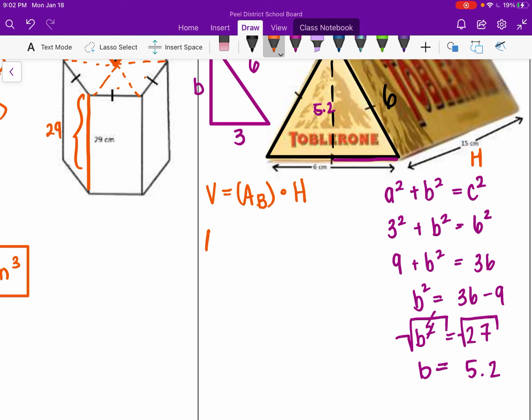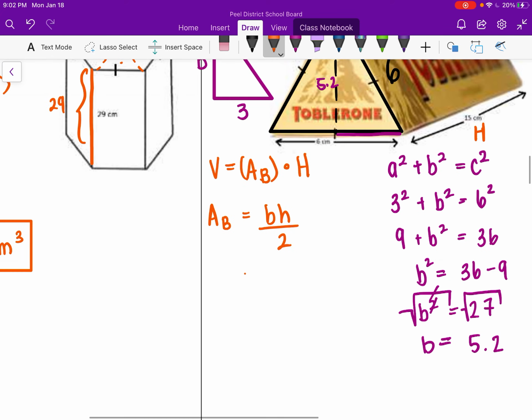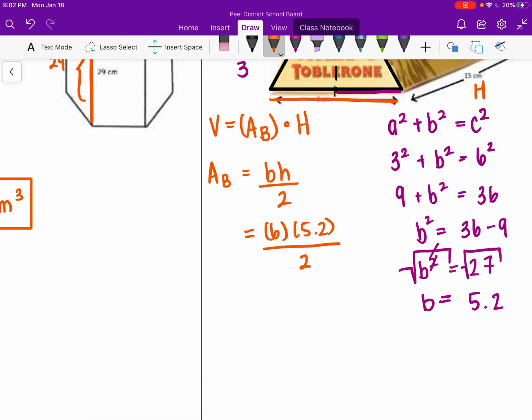So if I want to find the area of the base, I know it's going to be base times height divided by 2, because that's the area of a triangle. The base, which is all the way across, is 6 here. So 6 times 5.2 divided by 2, right? I'm just going to put that in. What does that give me? 6 times 5.2 is 31.2, divided by 2 is going to give me 15.6, which is the area of the base.